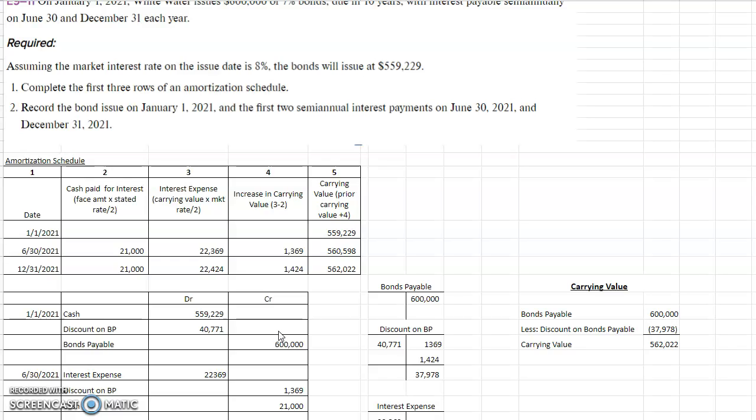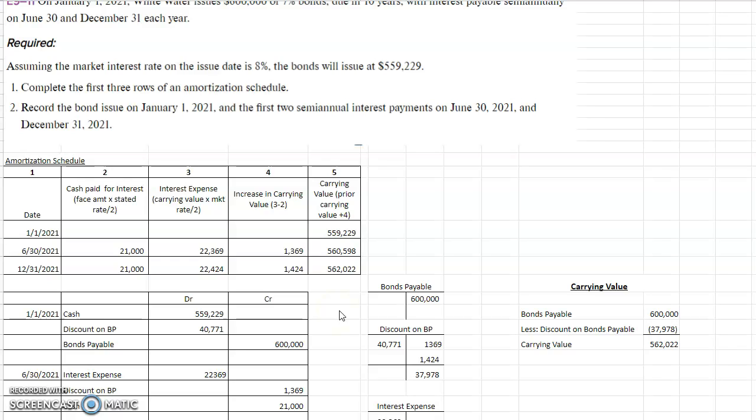Now, we've got an amortization schedule here. It starts with the carrying value of the bonds. The carrying value of the bonds is the $559,229 that they were issued for. Each time we have an interest payment, we are going to amortize some of the discount so that when we get to the end of the 10 years, the payment amount of the face value is all we'll have left. Okay? Now, this is not as complicated as it looks.